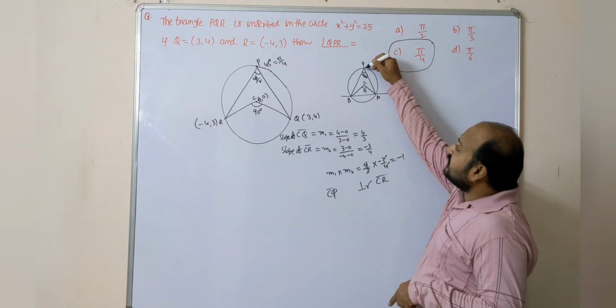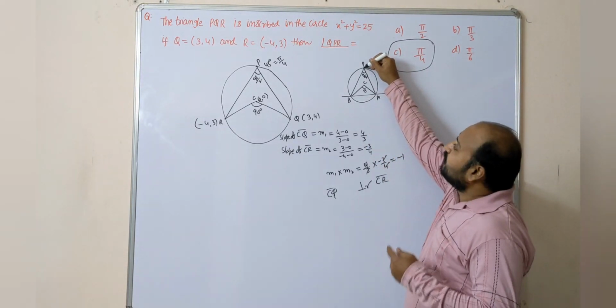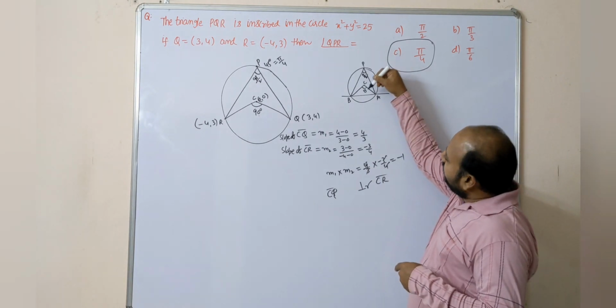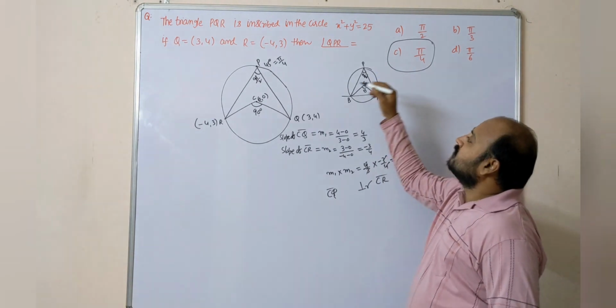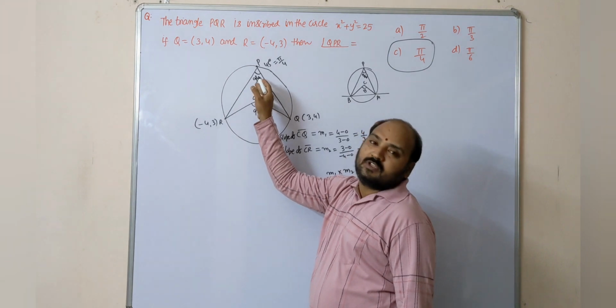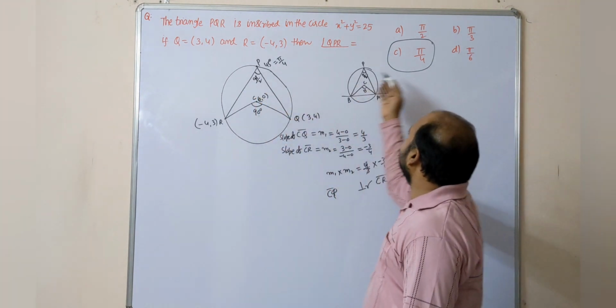When the angle at the center of the circle is theta, the angle at the major sector will be half. So here 90 degrees is there, so obviously half of this angle. So the answer is pi by 4.